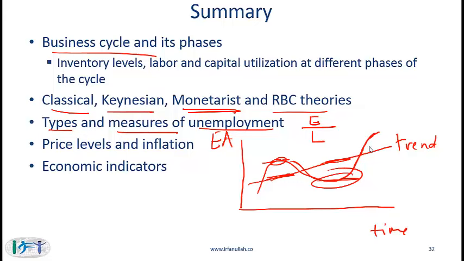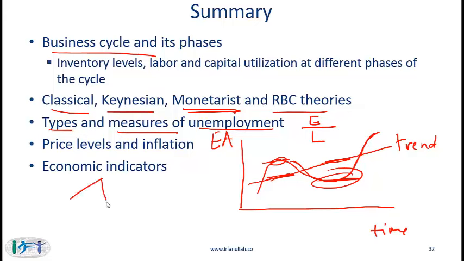Cost push happens when there is an increase in an important cost component such as wages. Increase in wages shift the short run aggregate supply to the left, and that causes price levels to go up. Demand pull inflation is caused by a rightward shift in the aggregate demand curve, which again pulls prices up.